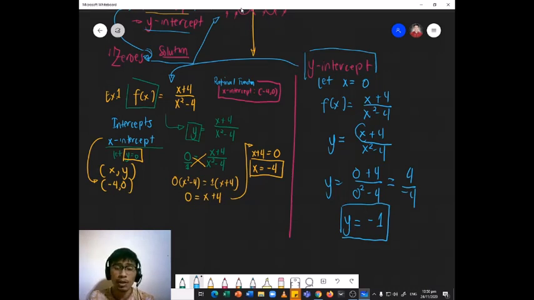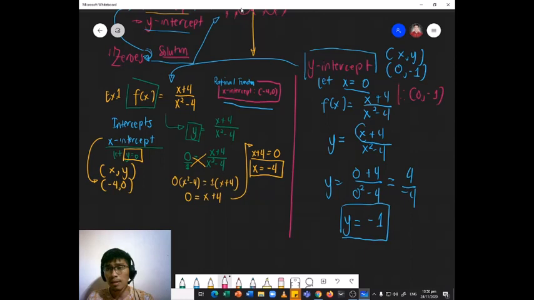Again, I am asking about the intercept, so you are going to give me an ordered pair, same with the x-intercept. The ordered pair is in the form of x and y. What is my x here? We let it be 0. And what is my y? Based on our answer, that is -1. Therefore, your y-intercept is (0, -1), ladies and gentlemen. That's how we find the intercepts of your rational function.